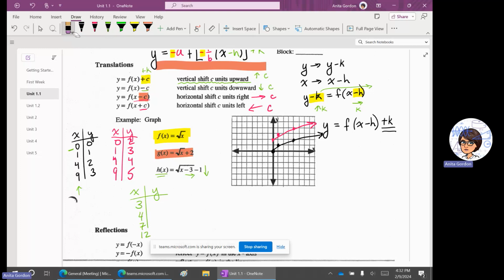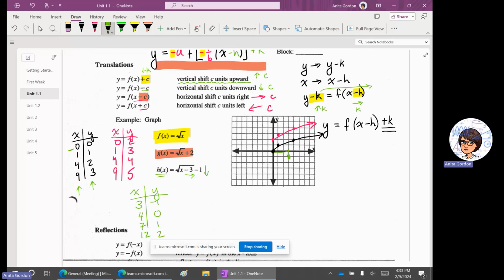Now my y has been shifted down 1. So 3 minus 3 is 0. 0 minus 1 is negative 1. 4 minus 3 is 1. 1 minus 1 is 0. And so on. So you can see from my original function, all my y values are going to be shifted down 1. 1 and 2. So now I have something that is shifted to the right 3 and down 1.